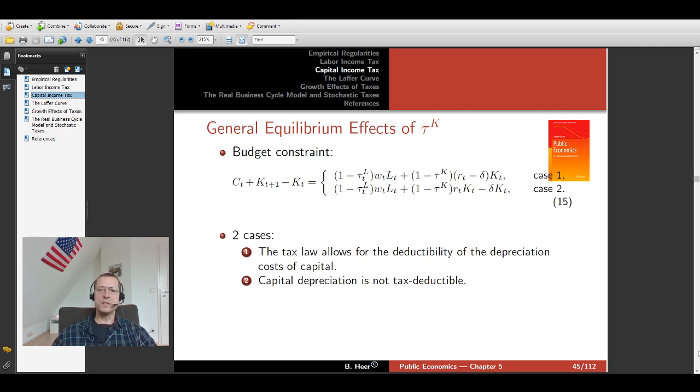So we will distinguish two cases of capital income taxes. The first one is where depreciation can be deducted from your taxes, so you only have to tax your income (r_t minus delta) times k_t at the rate tau_K. In the second case, you cannot deduct capital depreciation, so you have to tax total interest income r_t k_t at the rate tau_K. Now let me mention to you that these two cases imply the identical allocations in our neoclassical growth model, if tax revenues are the same in the two cases.